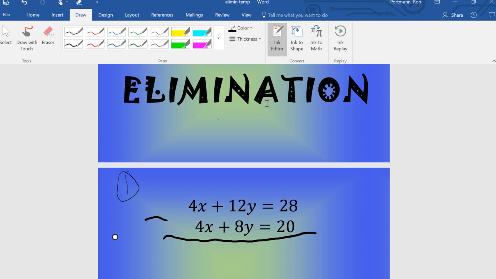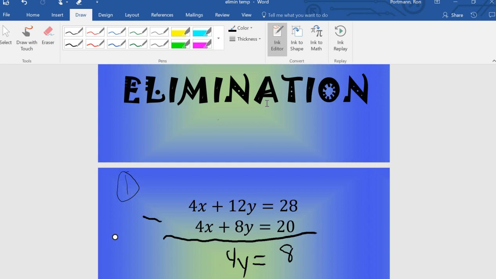We're going to take the first equation and subtract it from the second equation. That's a subtraction sign. So we're going to say 4x minus 4x, that's 0, and that's what we wanted to happen. It eliminates one of the variables. We also have to do the y's. 12y minus 8y, that's going to give us 4y. And then 28 minus 20 would give us 8. 4y equals 8. That's a one-step equation. I've been doing that for 4 years now.